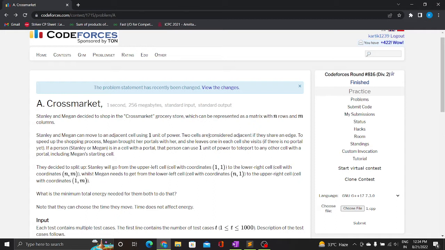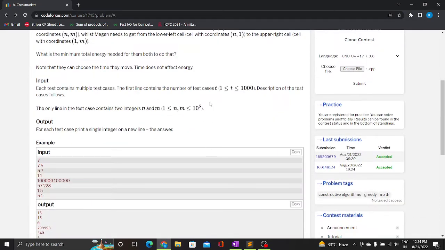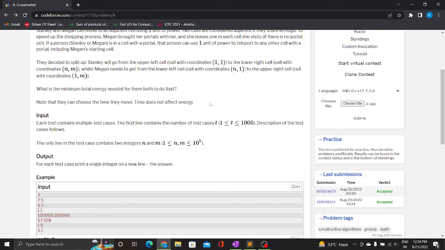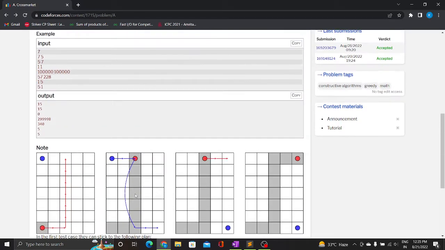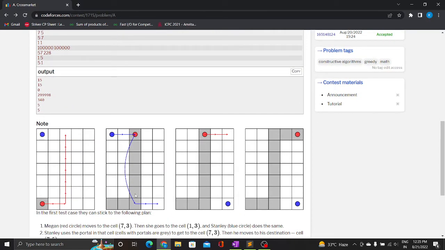So what is the minimum total energy needed for both of them to do that? Note that they can choose the time they move. Time does not affect energy. Okay, so the first input will be the number of test cases, T. Each test case contains n and m, where n is the number of rows and m is the number of columns. Okay, so let's look at the sample test case. If we look at the 7 cross 5 grid, it is like this.